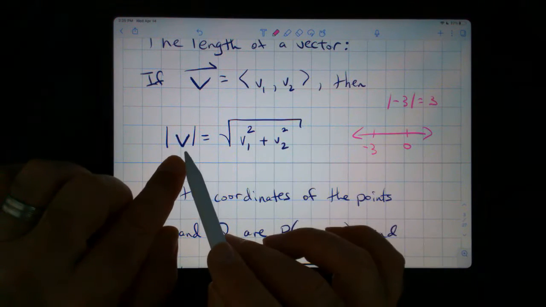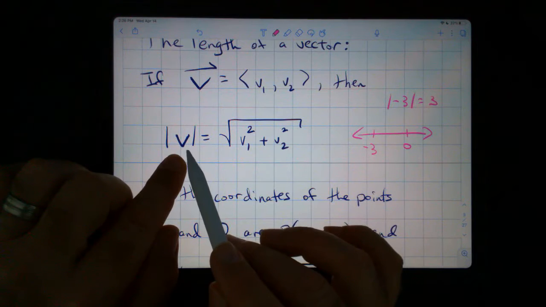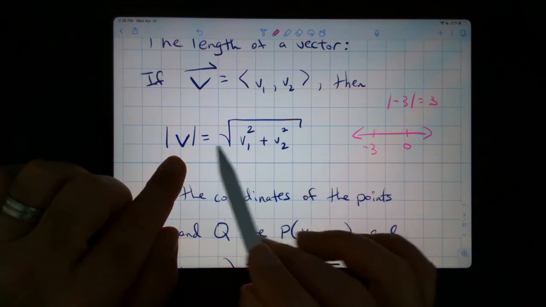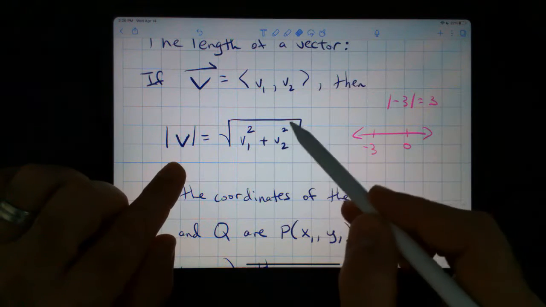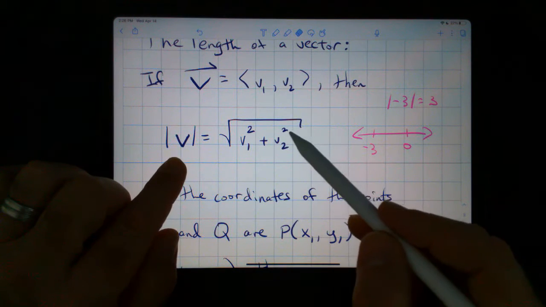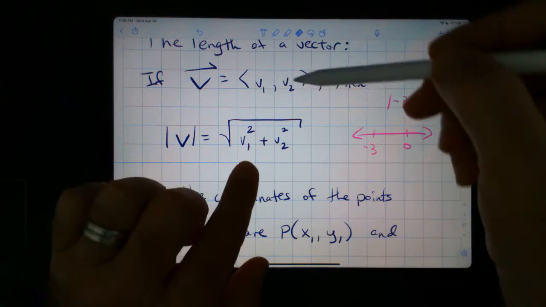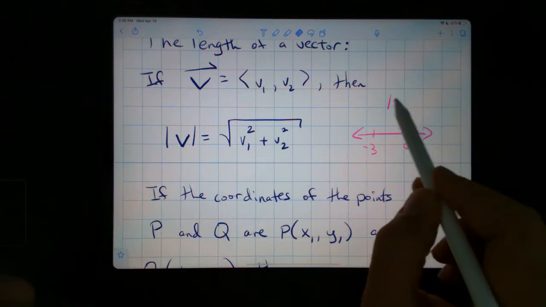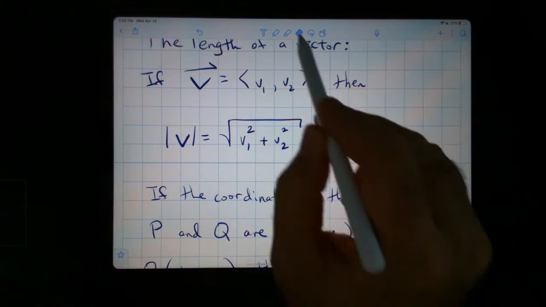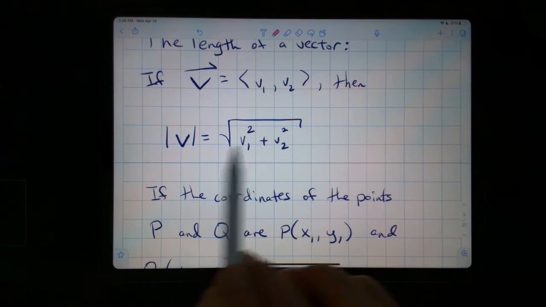So the magnitude of v, your vector, that's just how big your vector is. Well, this is shown by the Pythagorean theorem. I'll show it to you in a couple of examples, but it's going to be the square root of v1 squared plus v2 squared. So that's the magnitude of the vector.